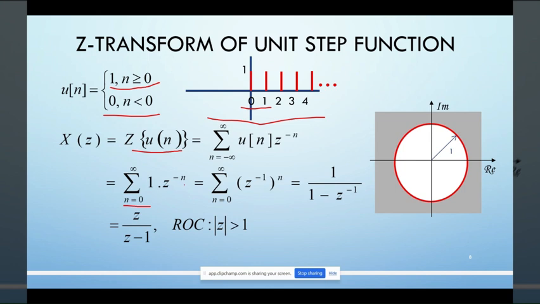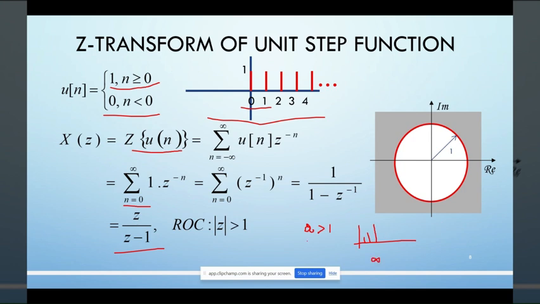So 1 into z power minus n. This geometric formula, we know the sum of a power n from 0 to infinity is 1 by 1 minus a. Instead of a, we have z inverse. This is applicable only when a is less than 1, so we have to be careful. When a is greater than 1, the value will surely become infinite. The value will go on increasing like this, up to infinity. Surely we'll get an infinite value.